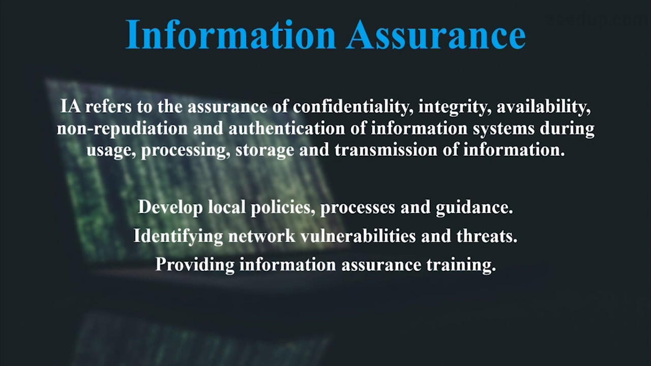It can be assured with the help of some points that I'm going to cover now. That is, develop local policies, processes and guidance. Next, identifying network vulnerabilities and threats. If we identify all the network vulnerabilities in our computer system or in the information system, we are going to assure that our information is safe and secure. And the last is providing information assurance training. At any point of time and any life stage, we have to provide training to others so that their information can be secured.